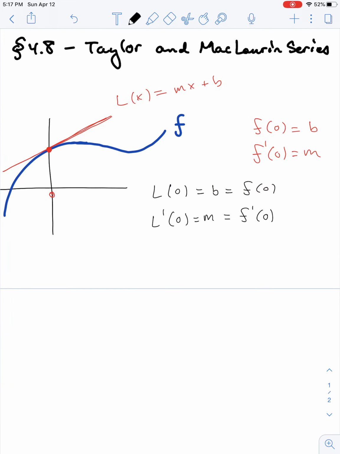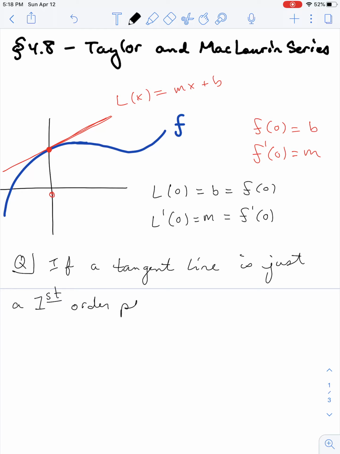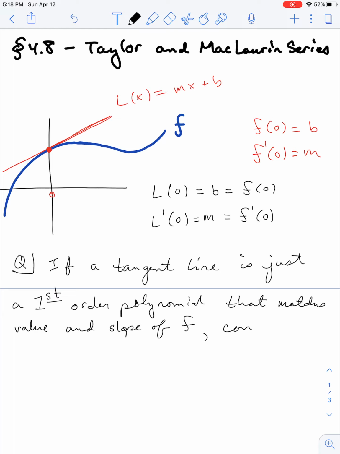So the fundamental motivating question behind the idea of a Taylor or a Maclaurin series is to say, question: if a tangent line is just a first order polynomial that matches value and slope of f at one specific point, can we find a tangent parabola?